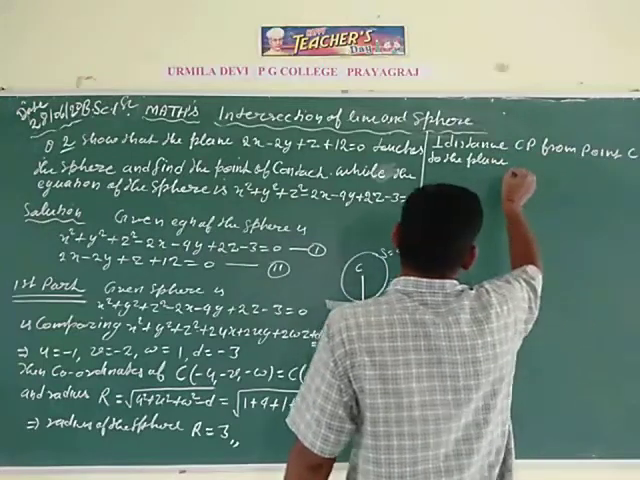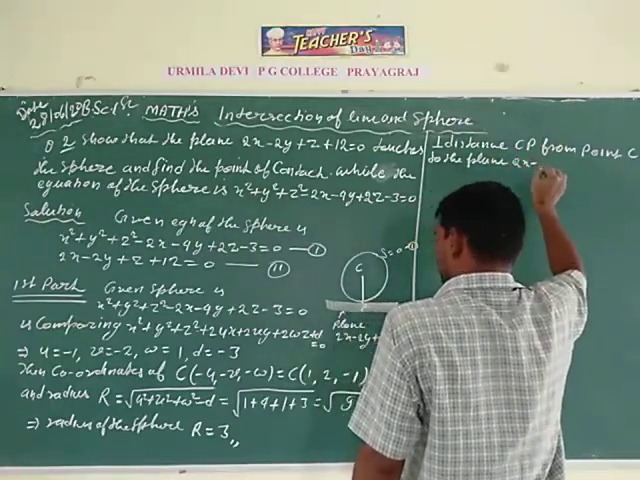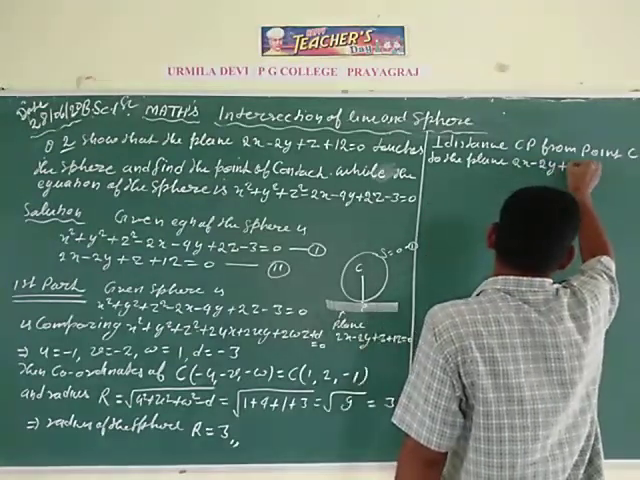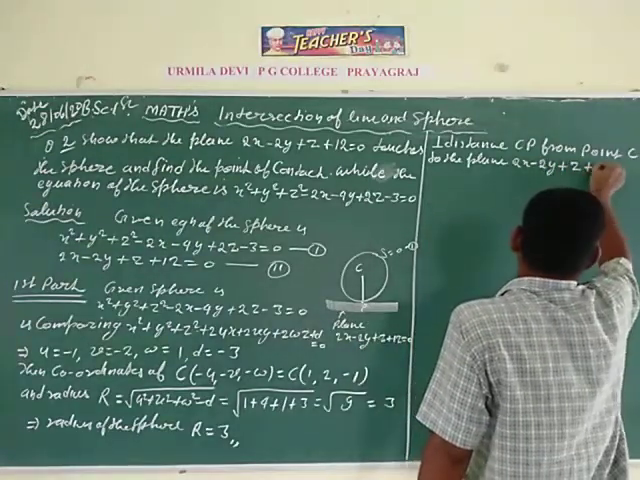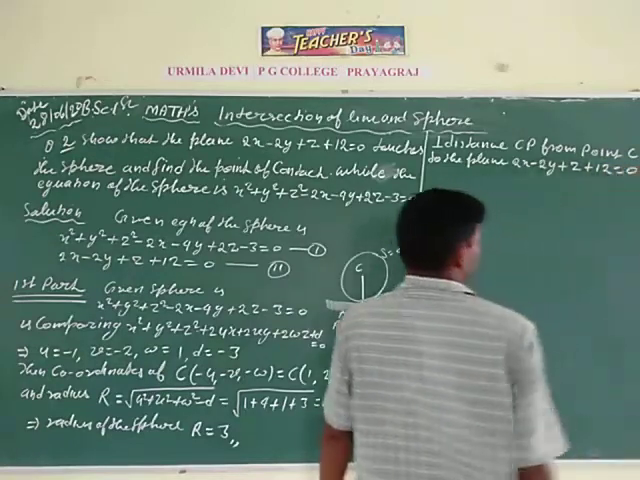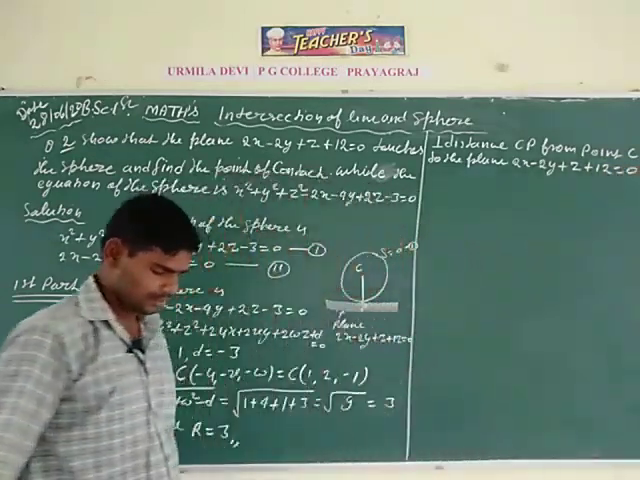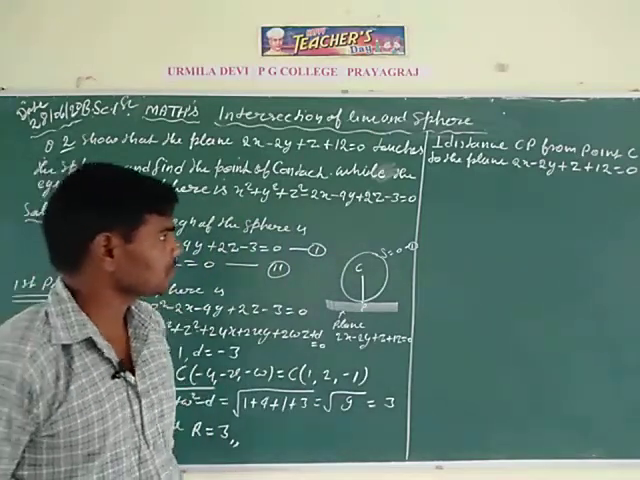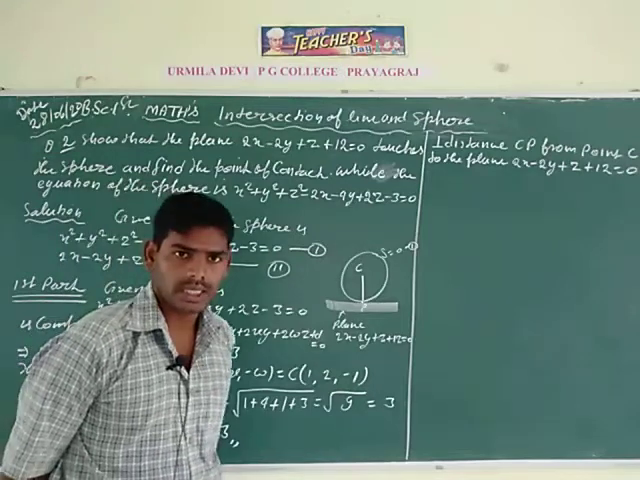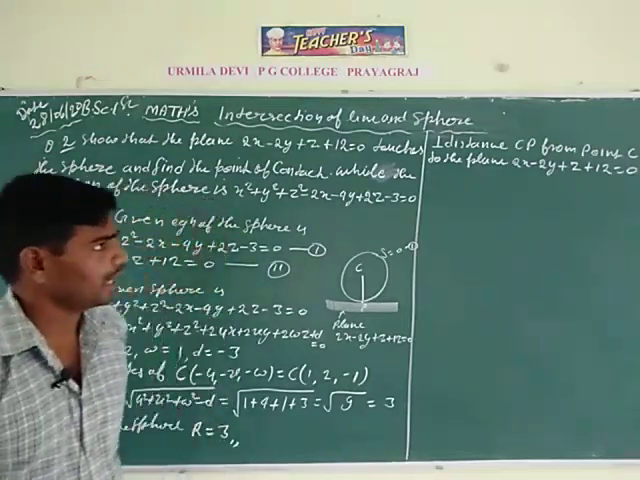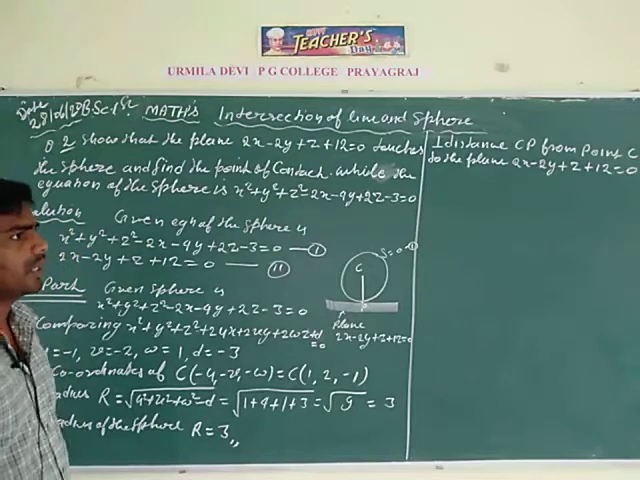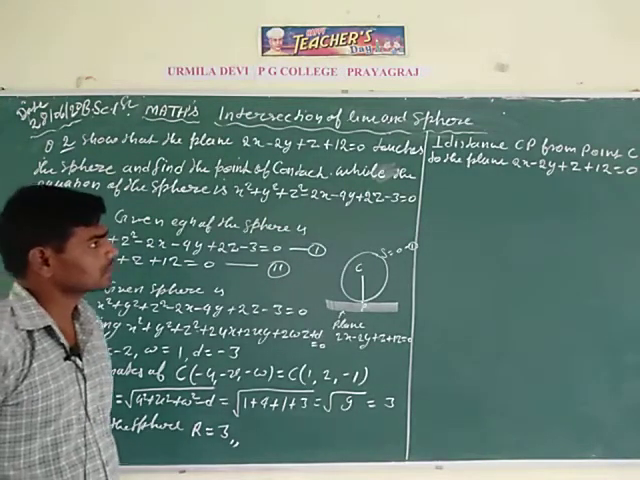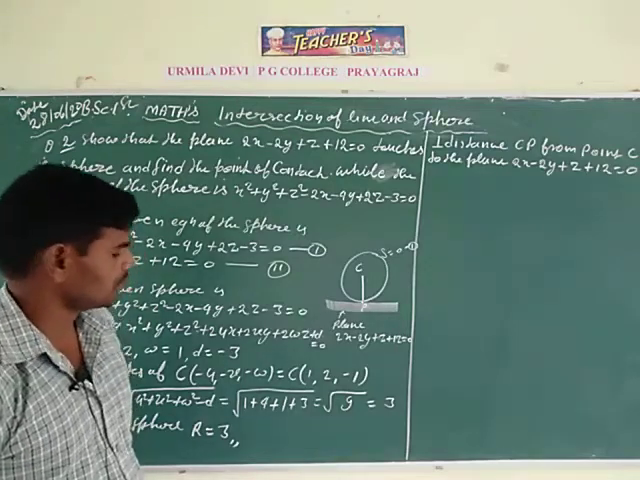the intersecting plane, 2x minus 2y plus z plus 12 is equal to 0. By the rule of perpendicular distance from any point to any plane, x is replaced by the first coordinate of the center, y is replaced by the second coordinate of the center, and z is replaced by the third coordinate of center capital C, divided by under root of the coefficients of x, y and z in whole square form.